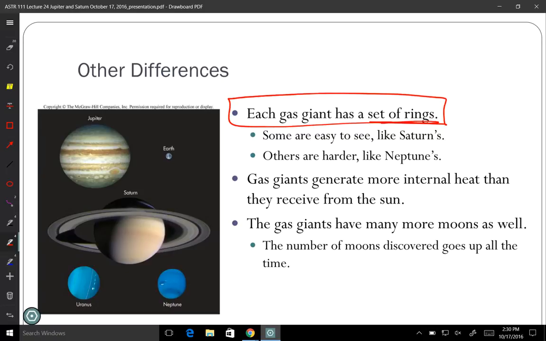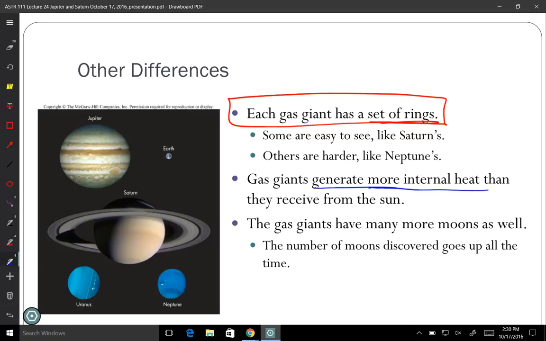Okay, another thing here. Gas giants, all of them, generate more internal heat than they receive from the sun. What is that saying? That's saying that they're all having more heat leave than comes in from the sun. If you have more heat going out than coming in, what happens to your temperature? You get cooler. So all of them are still cooling. Why would they be hot? Okay, collisions from when they form, or more precisely, gravitational collapse.